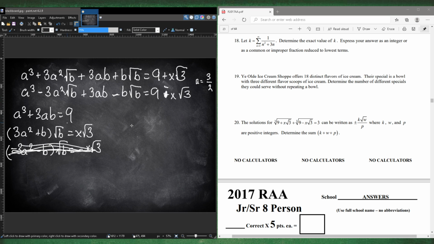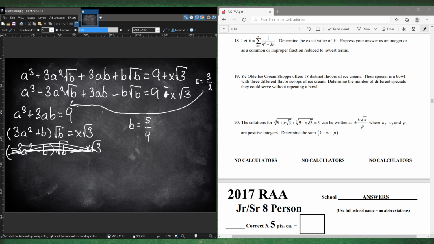So how do we get x? Well, we know a, so we could just plug into this equation to get our b. So using our calculator, we have 9 minus a cubed, which is just 3 over 2 cubed, and then divided by 3, and then divided by 3 over 2. And you should get a value of b that is equal to 5 over 4.